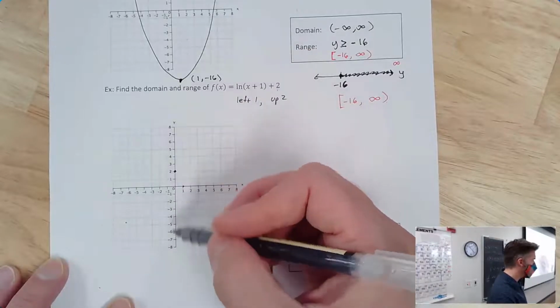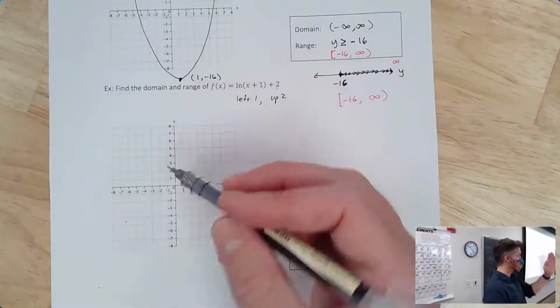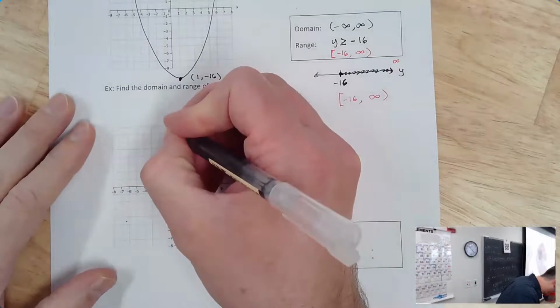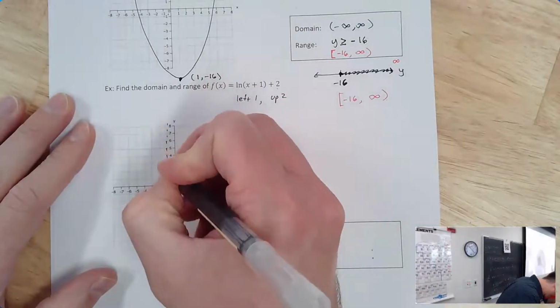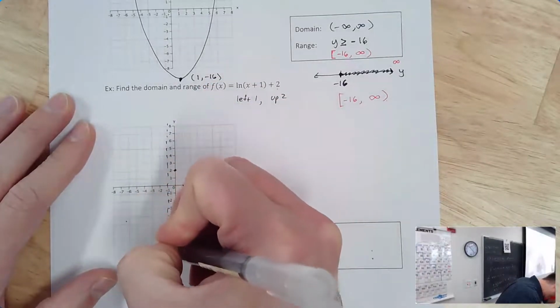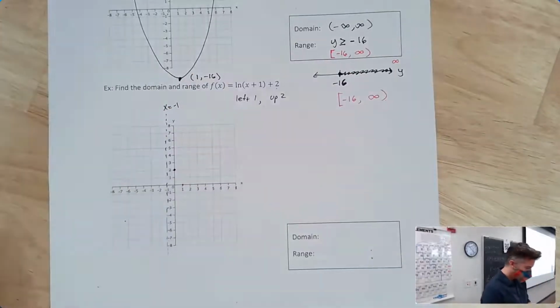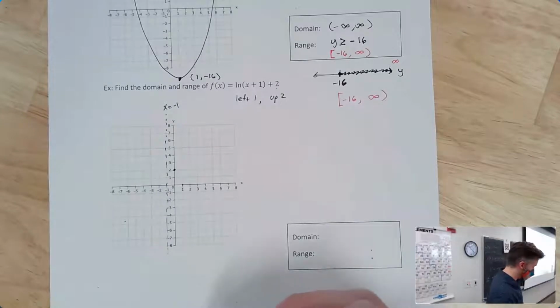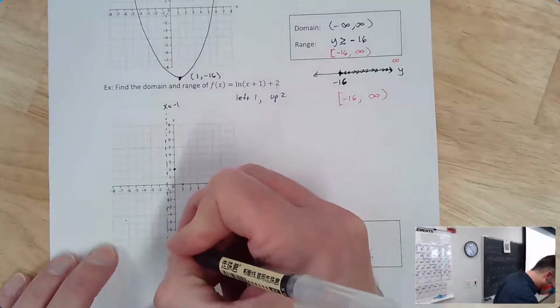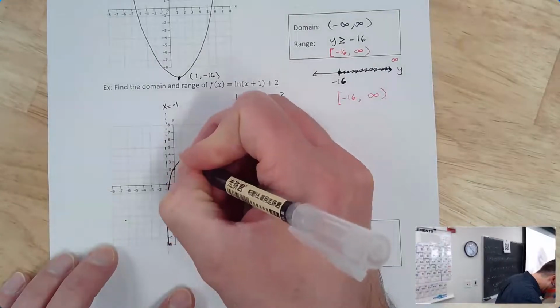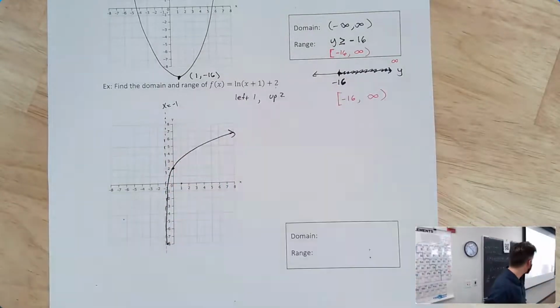Shifting a vertical asymptote up 2 doesn't change it. Right? If you take a vertical line and shift it up, it's still the same vertical line. So my vertical asymptote is over here at x equal to negative 1. I'm not going to draw vertical asymptotes. And it's going to have the usual logarithmic shape. I don't really care what my x-intercept is. I just care that my shape looks like that.